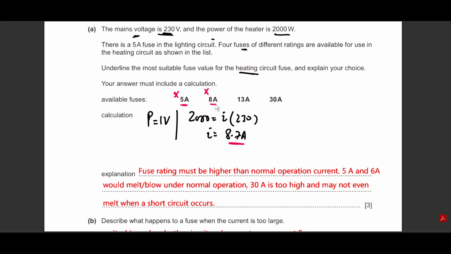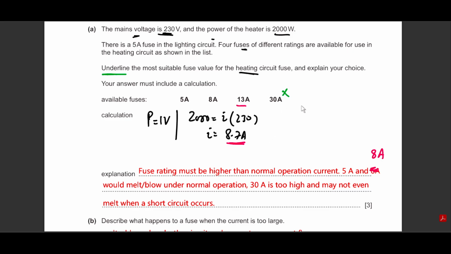If I install 5 or 8 amp fuse, it will keep melting, it will keep breaking the circuit because the appliance needs 8.7 to work normally. Now my choice would be definitely higher than the rated current, which is 13 amp or 30 amperes. Now we're going to choose 13 amperes and we're going to remove underlines from all the other options because the examiner asks us to underline your answer.